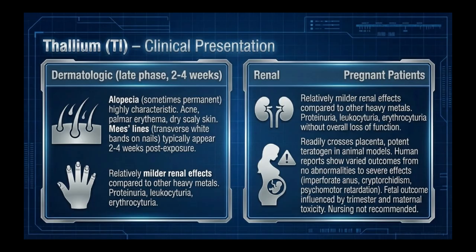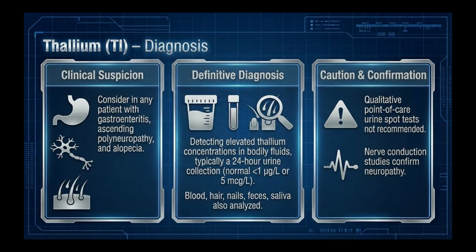Fetal outcome is influenced by the trimester of pregnancy and maternal toxicity, with exposure during organogenesis potentially leading to permanent injury. Children exposed closer to term may be born with overt toxicity, including alopecia, dermatitis, nail growth disturbances, and permanent CNS injury. Nursing is not recommended as thallium transfers into breast milk. Thallium poisoning should be considered in any patient presenting with the classic triad of gastroenteritis, ascending polyneuropathy, and hair loss. The diagnosis is definitive when elevated thallium concentrations are detected in bodily fluids.